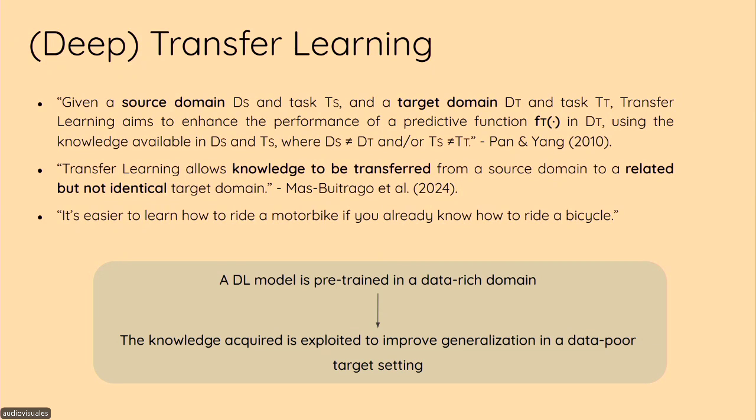And the way a deep transfer learning procedure is usually done is that a deep learning model is pre-trained in a data-rich domain, and then the knowledge acquired in this data-rich domain is used to improve the generalization in our data-poor target setting, which is the one that we are going to infer, or we are going to do science with.